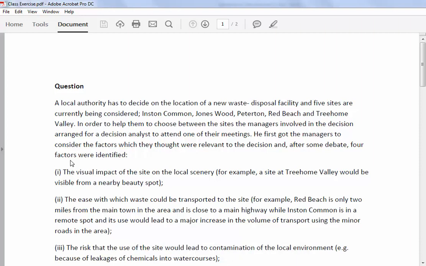Hi everyone, I just want to run through an example of multi-attribute value scores and how to calculate them with an example. So here we have the Jones-Wood example. Let me read the question.